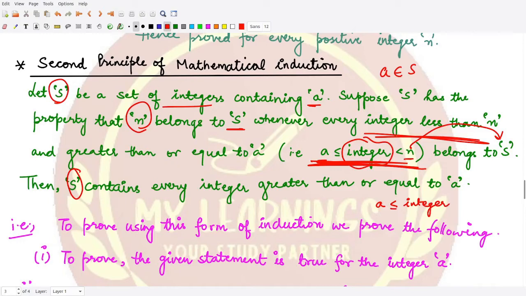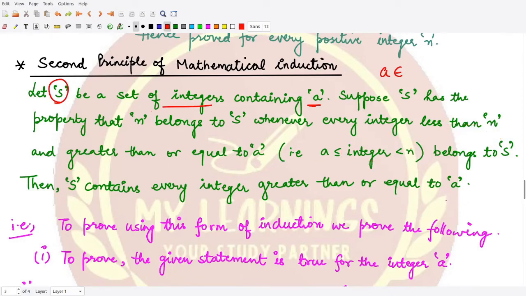So in order to prove this, initially we are assuming that A is a member of S. Then we will prove that there is some integer lying between A and n. If that is so, then this n has to be a member of S. And then every integer which is greater than or equal to A is also a member of S. So this is what this theorem tells us.